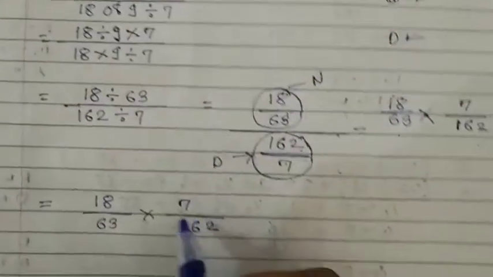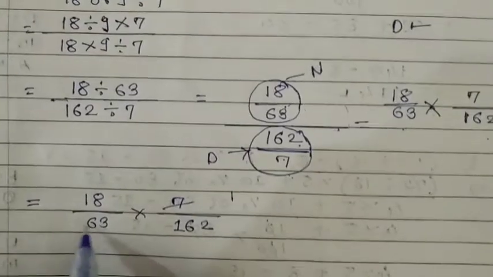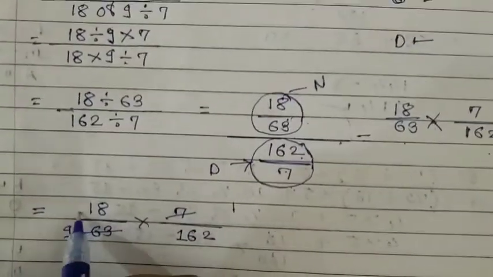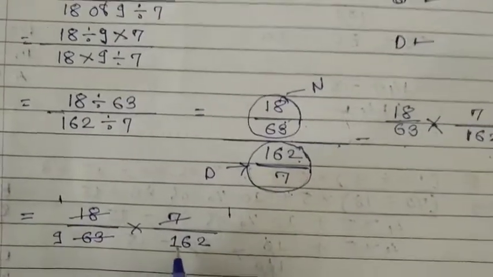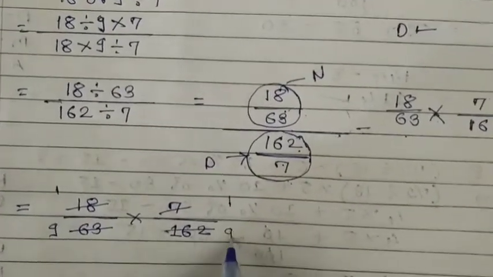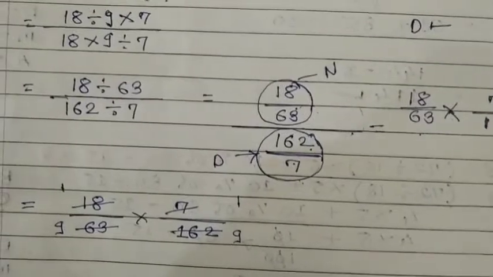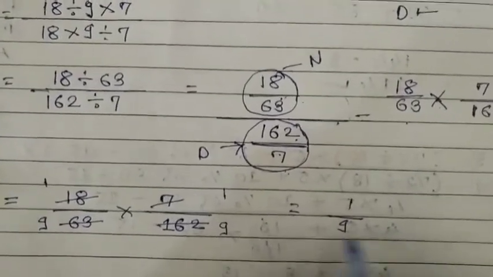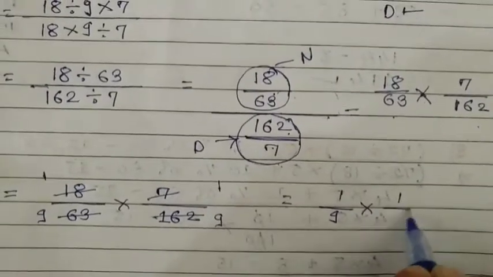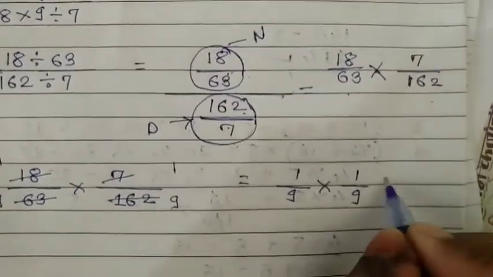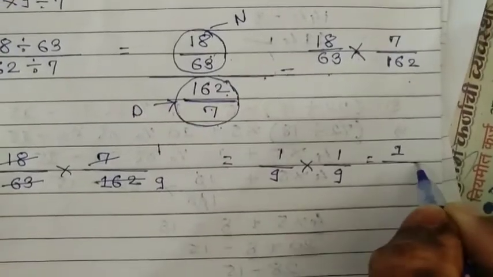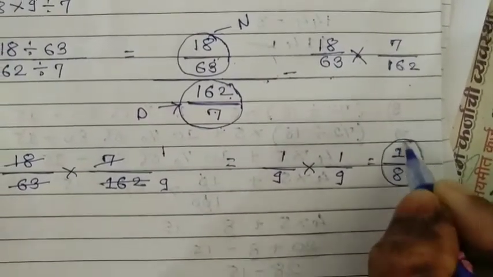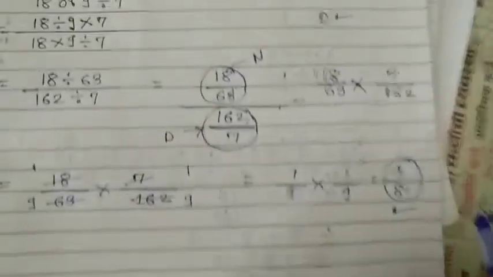Right? 7 ones are 7, 7 nines are 63, 18 ones are 18, 18 nines are 162. So 1 by 9, 1 by 9, how much? 1 by 81. 1 by 81 is our answer.